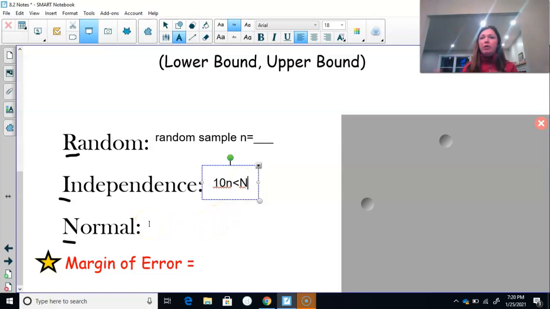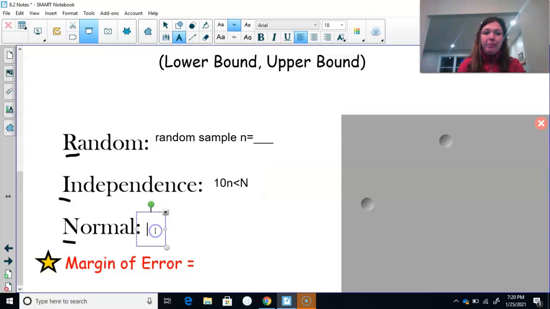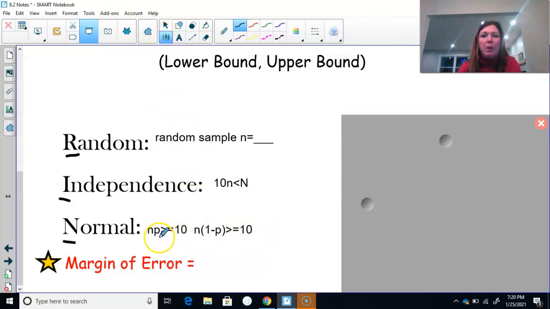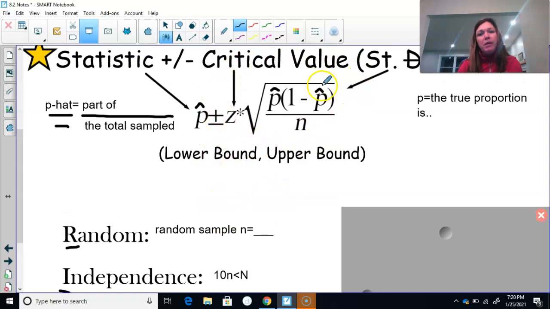This is the same as what we used in our last unit. Not n greater than or equal to 30; that's for means. But for proportions, n times p has to be greater than or equal to 10, and n times 1 minus p has to be greater than or equal to 10. Now, there's an issue with this, right? This is the condition that you know from Unit 5. However, we don't know what p is. We do not know the truth. So we have to use our p hat for the normal condition for our interval. When we've met these three conditions, we can go ahead and use this formula.